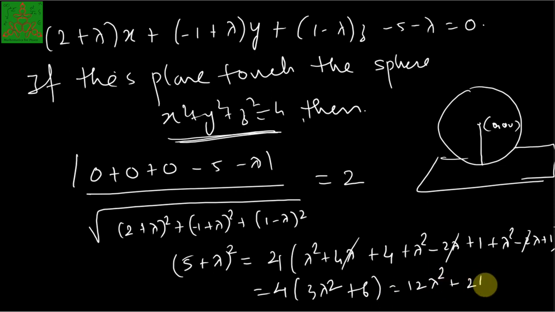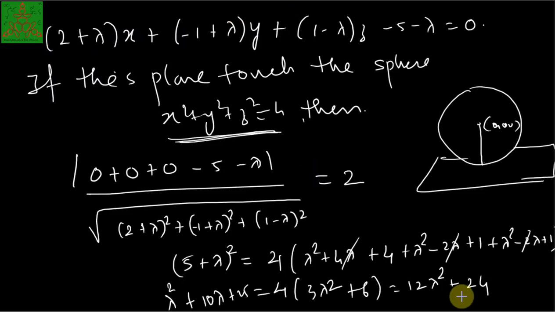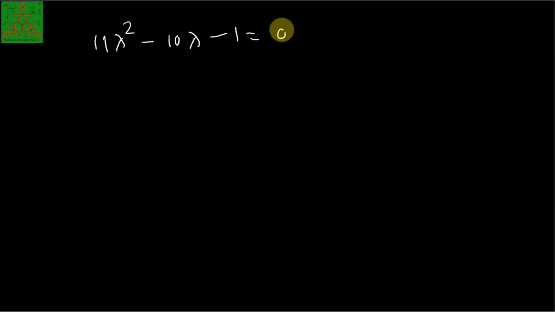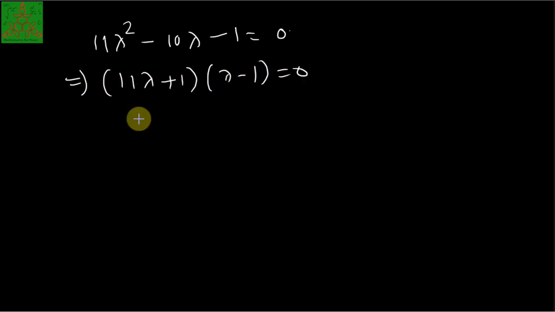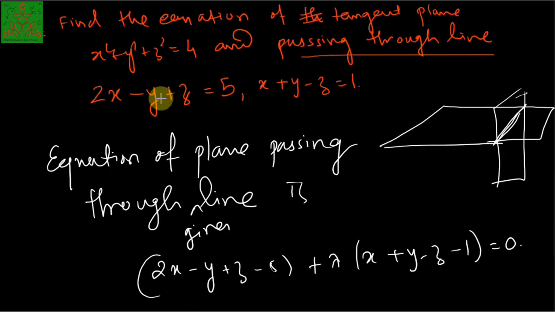And on this side we'll have lambda square plus 10 lambda plus 25. And if you simplify, then you will have 11 lambda square minus 10 lambda, and 24 minus 25, that is minus 1, equal to 0. And you can factorize that as 11 lambda plus 1 into lambda minus 1 equal to 0. So that will give you lambda equal to minus 1 upon 11, and lambda is 1. If I substitute these values of lambda, then we will have two equations of the plane.